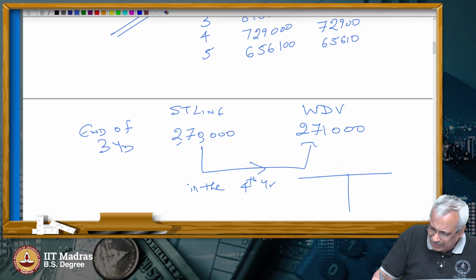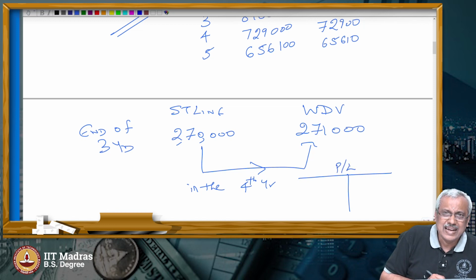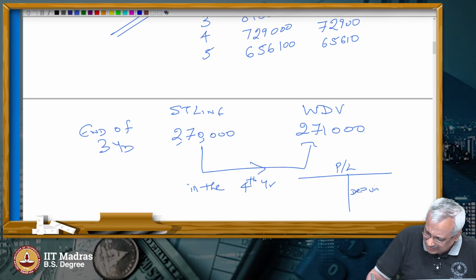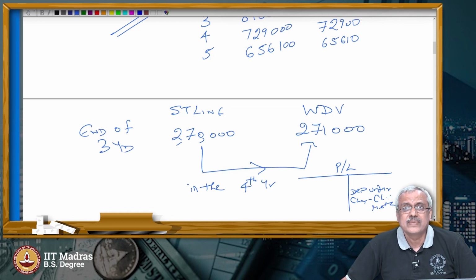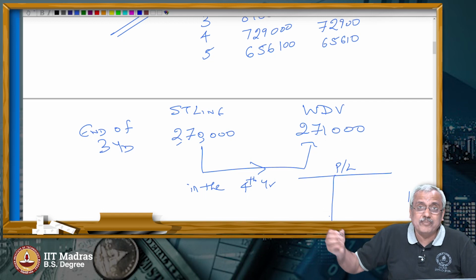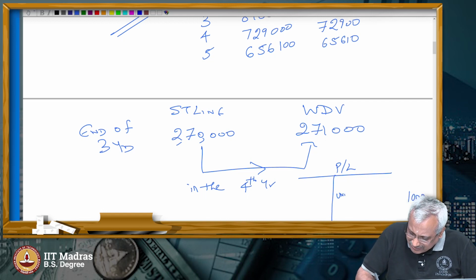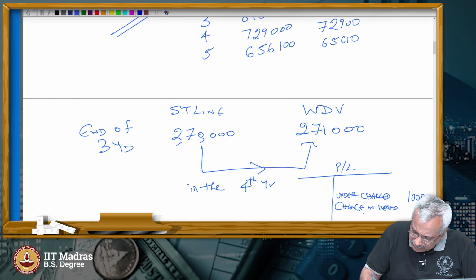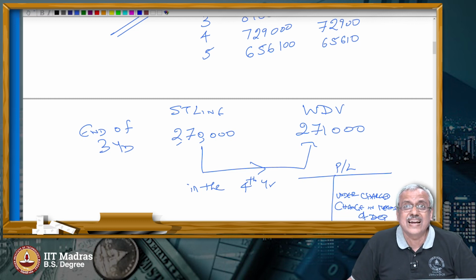when I drop a P&L statement, that is what is called the P&L, the income and expenditure statement, I will say depreciation undercharged because of change in method of depreciation, 1,000 rupees. In addition to the depreciation for the 4th year, I will also write that 1,000 rupees that I have undercharged, because of change in method of depreciation, that 1,000 rupees extra I will write as an expenditure.